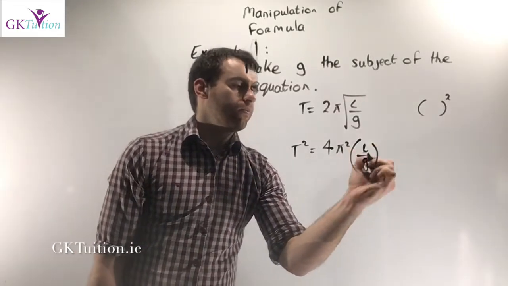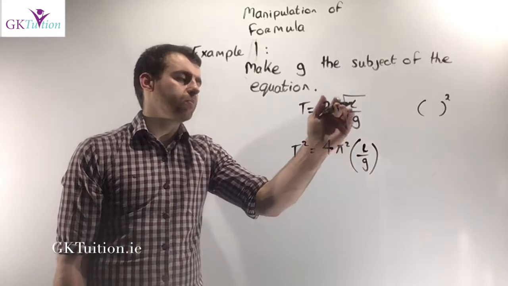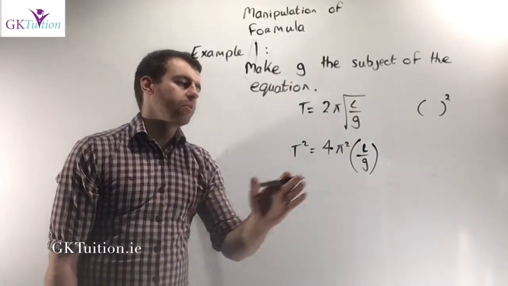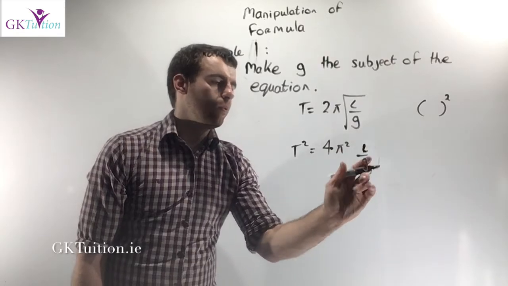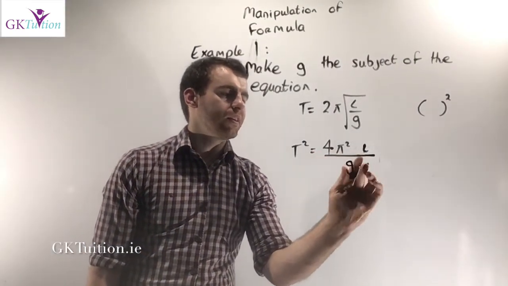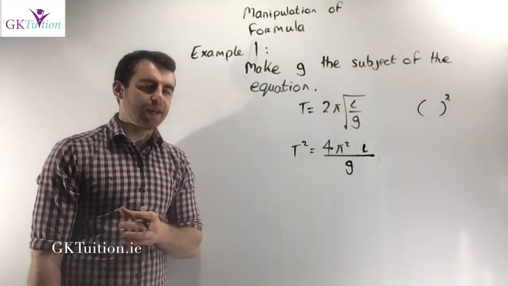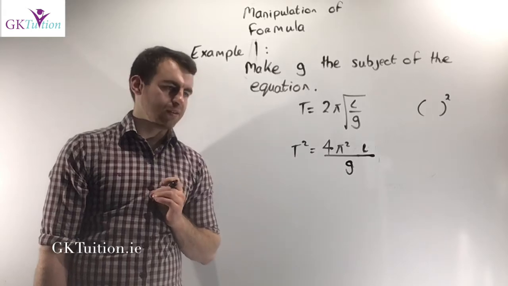And now I could view this a different way. The way I have this is 4 pi squared multiplied by L over g. But you need to realize that another way of writing that is simply 4 pi squared L, and the whole thing is over g. That's the same thing. And in the context of what we're trying to do, it's probably easier to just view it like that.